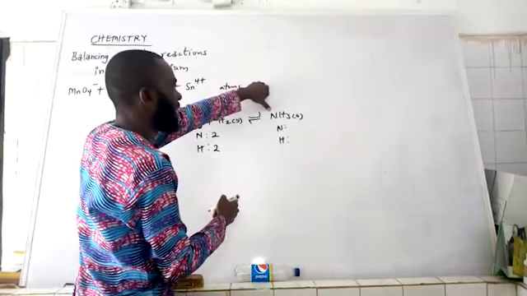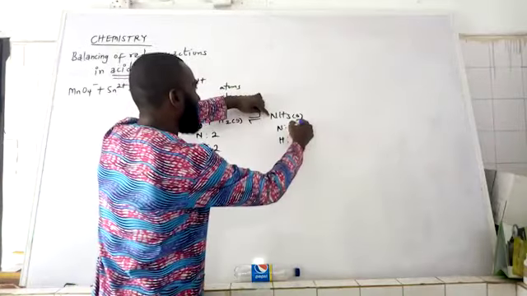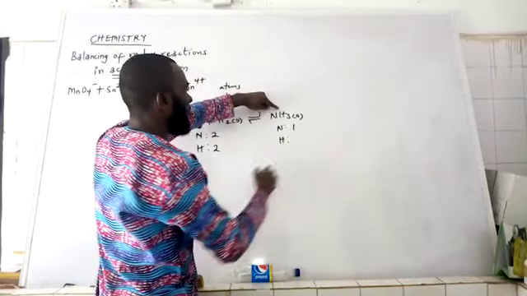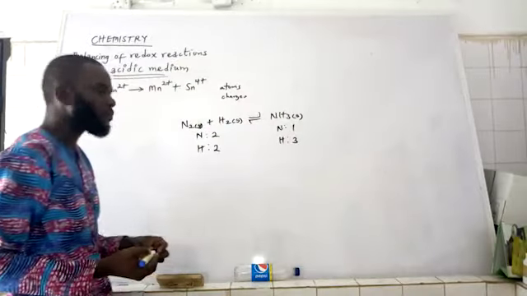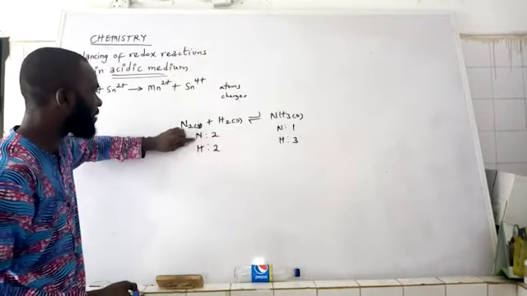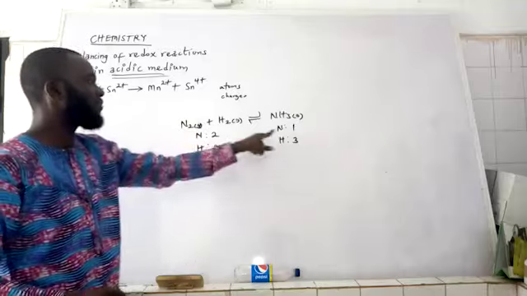However, on this other side, that's for the product, I have 1 atom of nitrogen and I have 3 atoms of hydrogen. So if I look at the reactants, I have 2 atoms of nitrogen, but I have 1 atom of nitrogen.